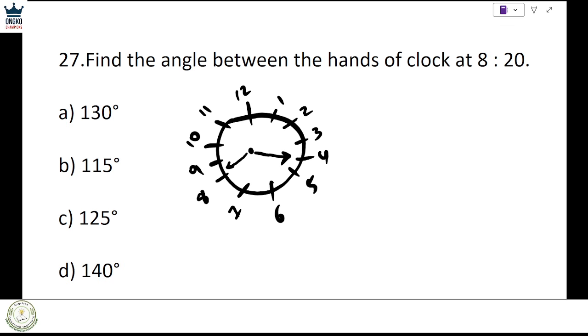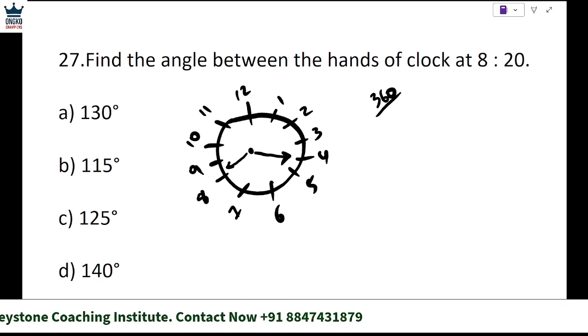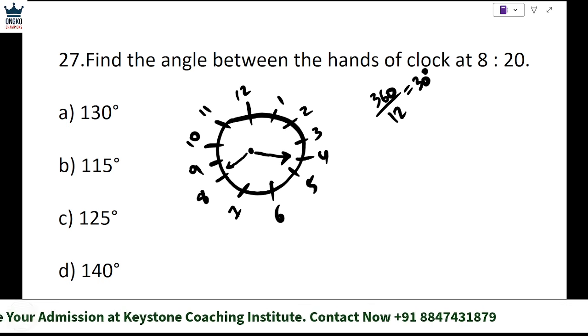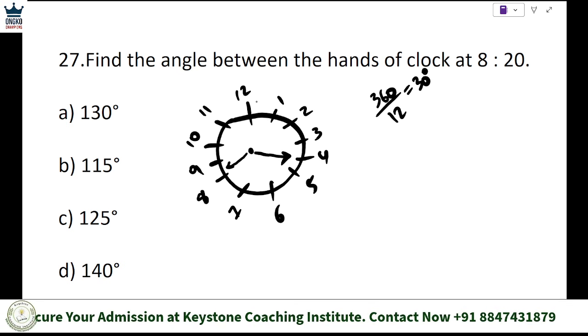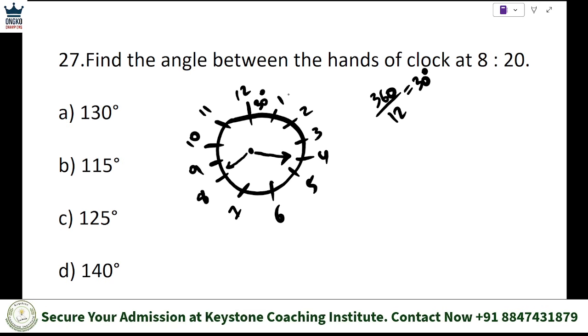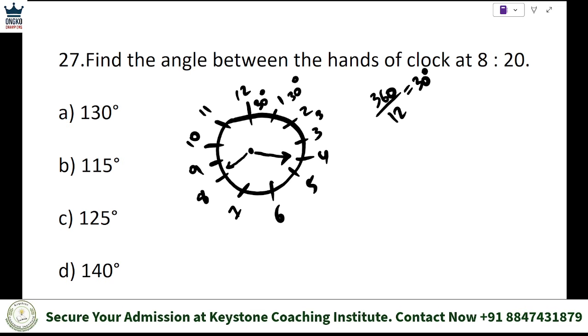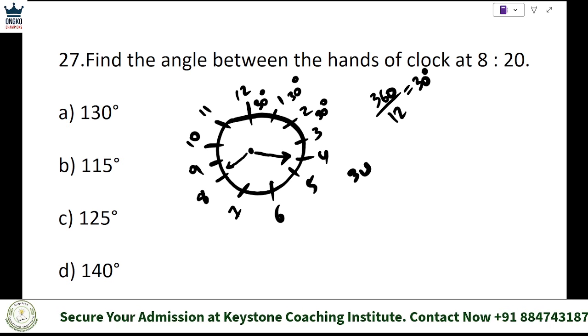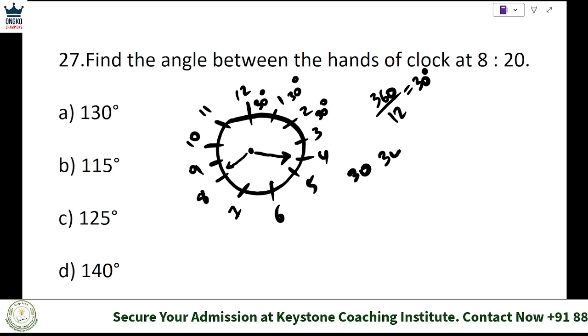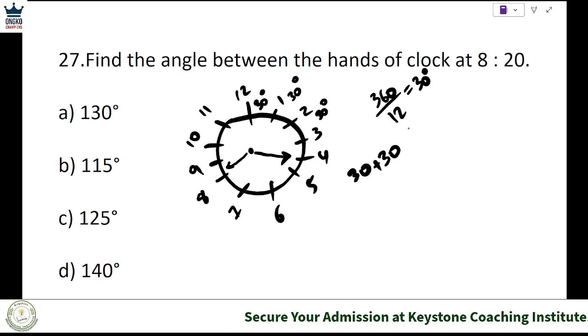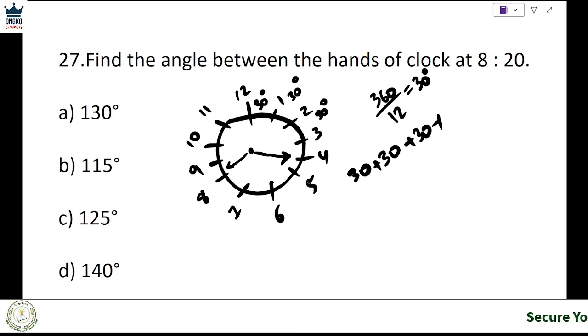We know in a circle we have 360 degrees. There are 12 numbers on it. That means if we divide by 12, we get 30 degrees. That means from 12 to 1 is 30 degrees, 1 to 2 is 30 degrees, 2 to 3 is 30 degrees, 3 to 4 is 30 degrees. So the angle between 4 and 5 is 30 degrees, 5 to 6 is 30 degrees, 6 to 7 is 30 degrees, and then 7 to 8 is 30 degrees. So each gap is 30 degrees.